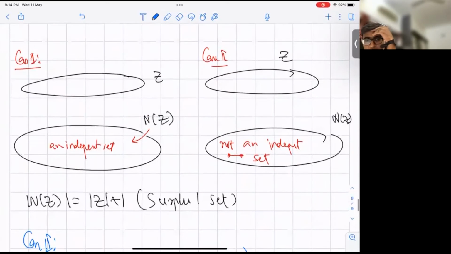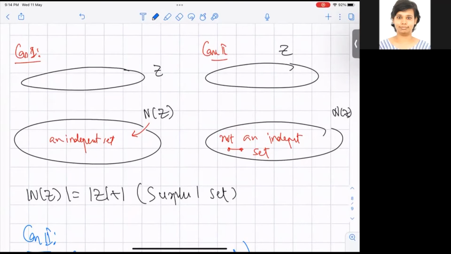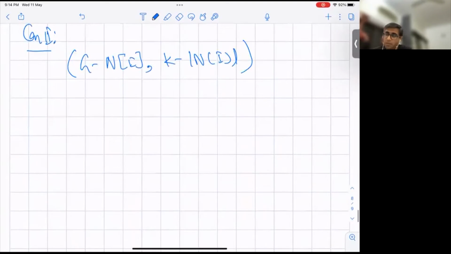So this is great. How can I handle case 1? What is the great property of case 1? That the neighborhood of Z is independent. Yes. So what should we do? Okay, actually, folding comes from here. This is what we'll do. Case 1, fold.